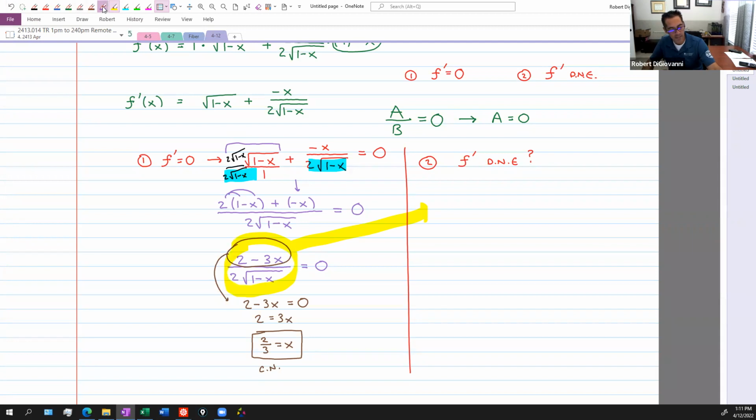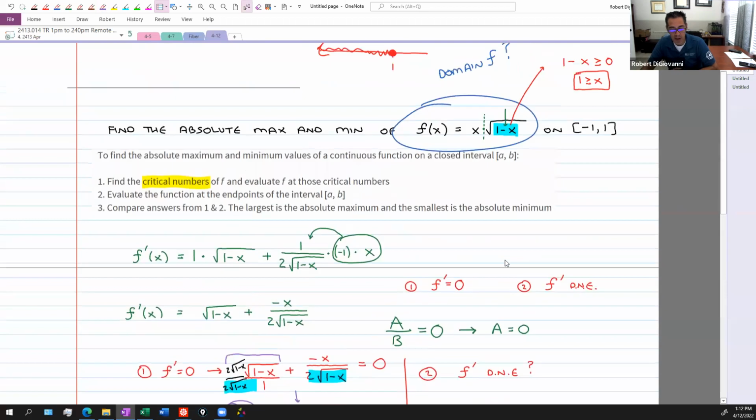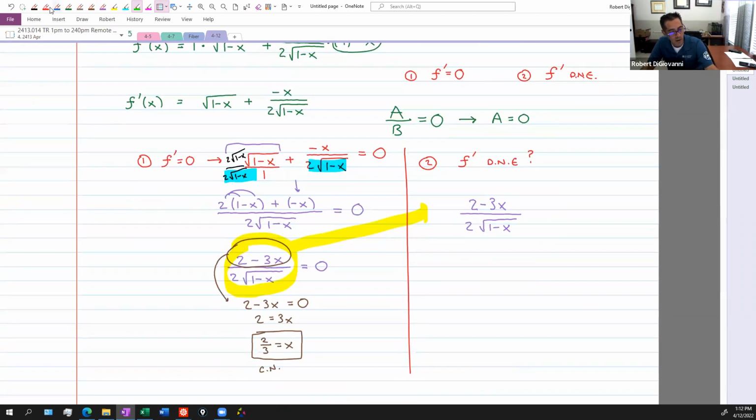All right, and look at that. So I have 2 minus 3x over 2 square root of 1 minus x. And the question is, is there a number that I cannot plug into this? And keep in mind the original domain of the function. Remember, the original domain is that x had to be less than or equal to 1. So we're only allowed to look when x is less than or equal to 1. So I'll put that down here.